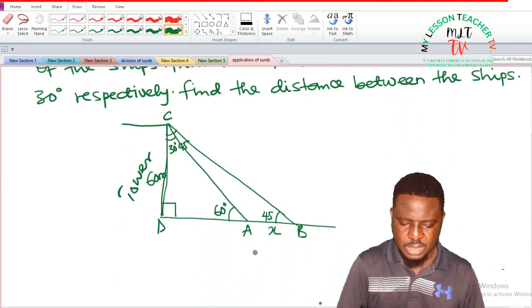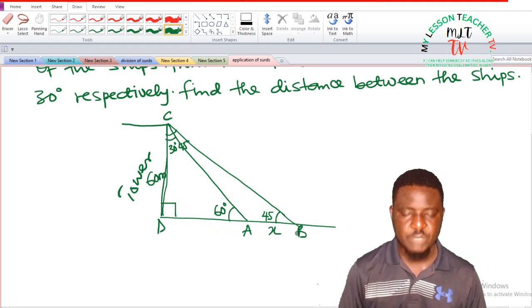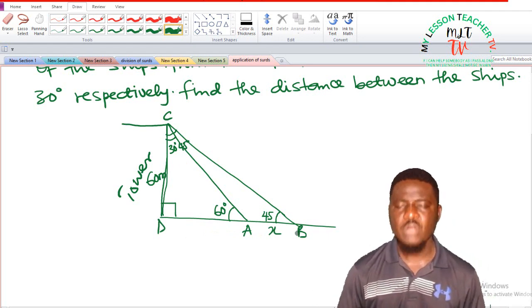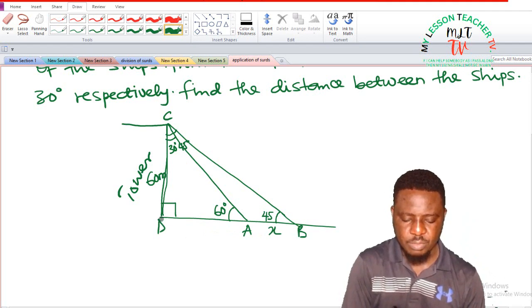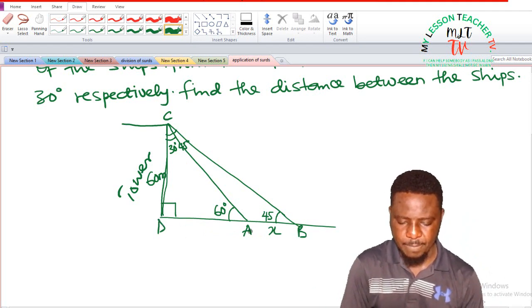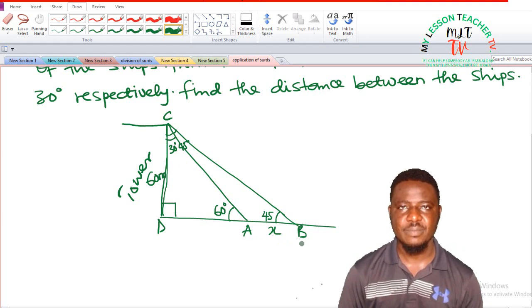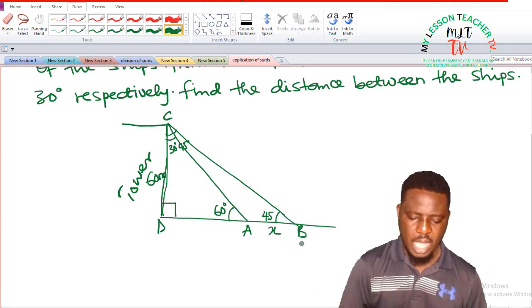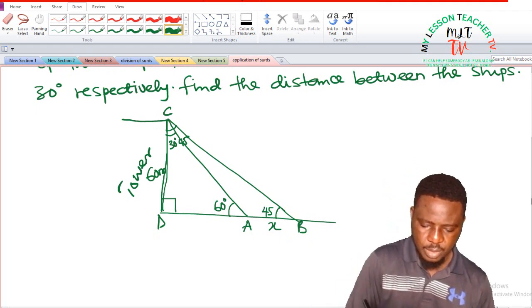So with this, I should be able to get the distance between the two ships. How do I get the distance between the two ships? If I can get the distance DA as well as the distance DB, when you subtract DA from DB, it gives you the distance AB. So how do I get that? I'm going to apply the trig ratios.